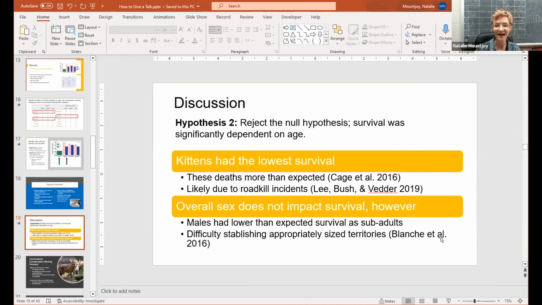And then I'm giving them the highlights, right? Kittens had the lowest survival overall. And then I'm connecting that back into the literature. Is that more than you would think? Because I would think the survivability for babies of any animal is probably pretty low. And that's right. But I'm going to provide you with a source that says more than what you would expect. Even more so than what you would expect. There's some evidence in the literature that this is due to roadkill, which is sad, but is an important point to bring up here. So I'm saying, here's what I found. Here's how it connects to the literature.